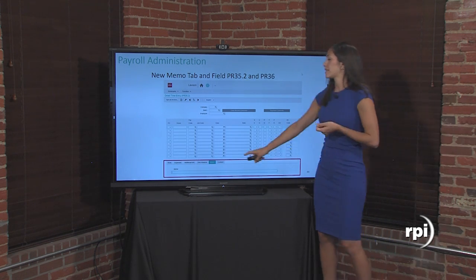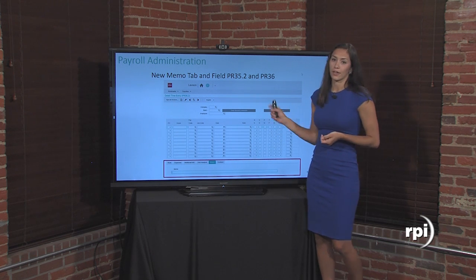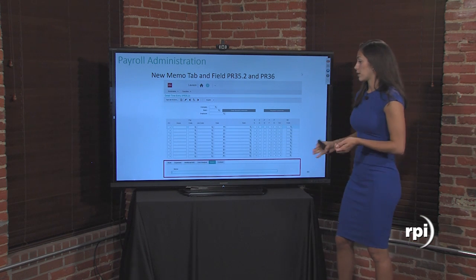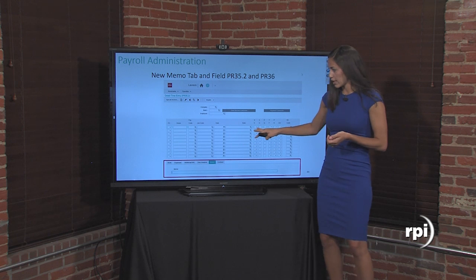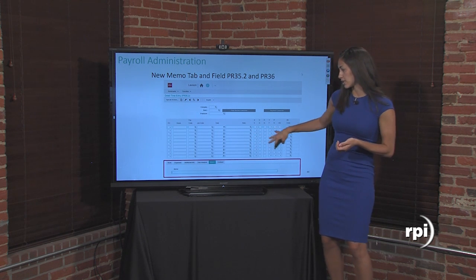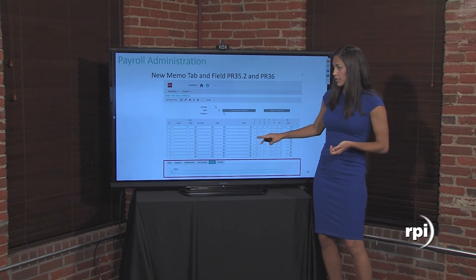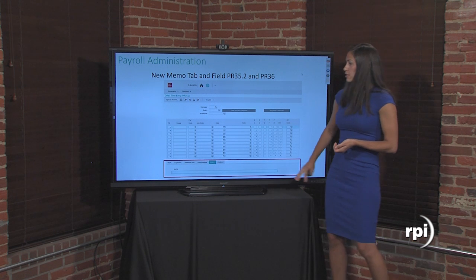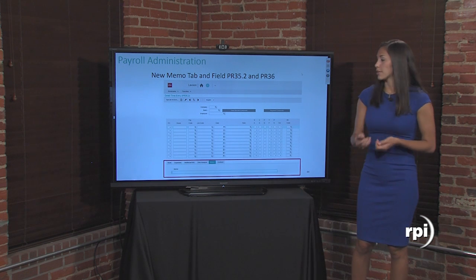New memo tab and field added on the PR 35.2 and 36. And the way this works below any kind of form that's set up with this table, it's going to follow each one of these pay records that you have here. It's going to follow it all the way to history.